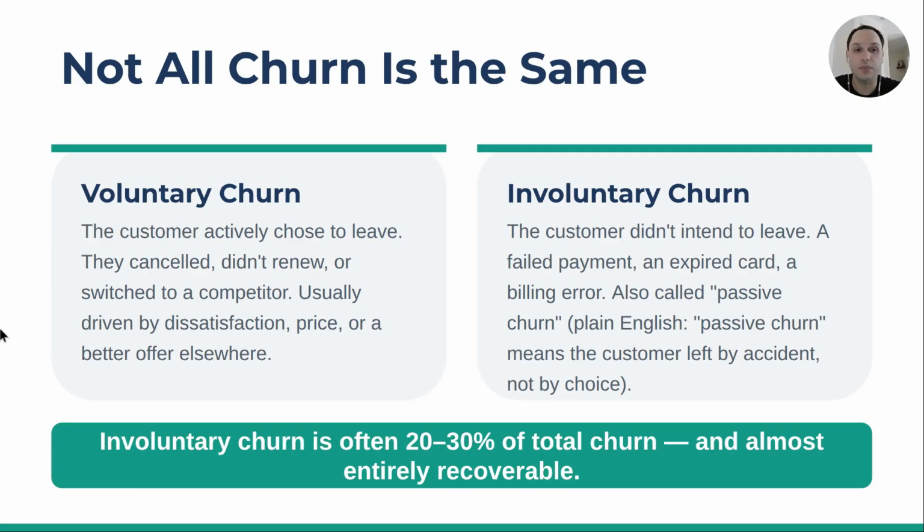Involuntary churn, sometimes called passive churn, is when a customer leaves without intending to. A credit card expired, a payment failed, a billing error wasn't caught. These customers didn't decide to go, they just disappeared because of a technical hiccup. And the reason this matters is that involuntary churn can account for 20 to 30% of total subscriber loss in a subscription business, and almost all of it is recoverable if you catch it.